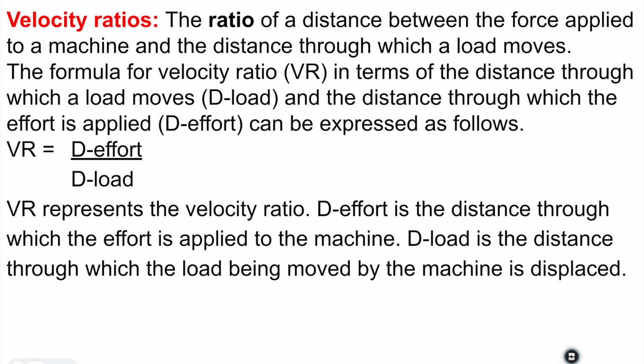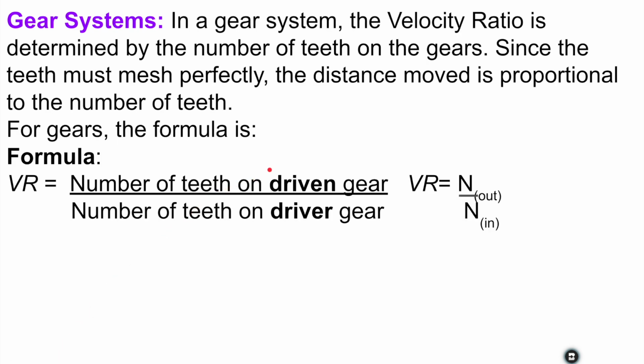And I know that I just told you that the general formula for velocity ratios is d effort over d load, but this formula right here would be d load over d effort, because really the driven is the load and the driver is the effort. And I know that's true, but this is a ratio, so we can swap the numerator and denominator in order to do this.